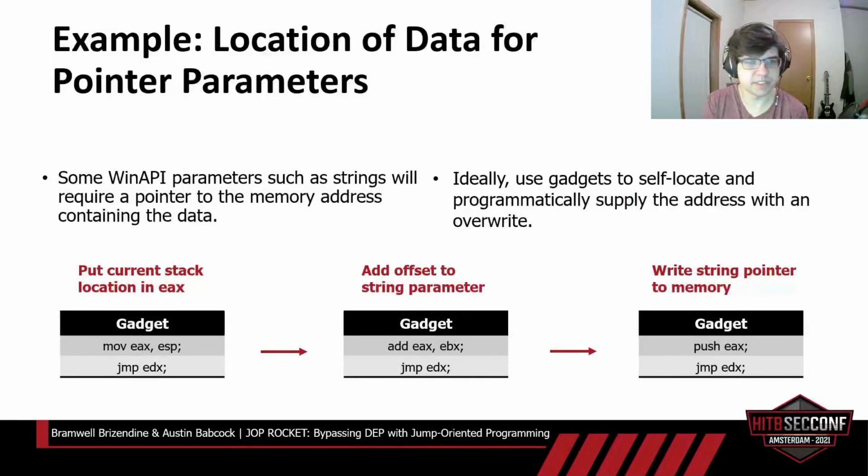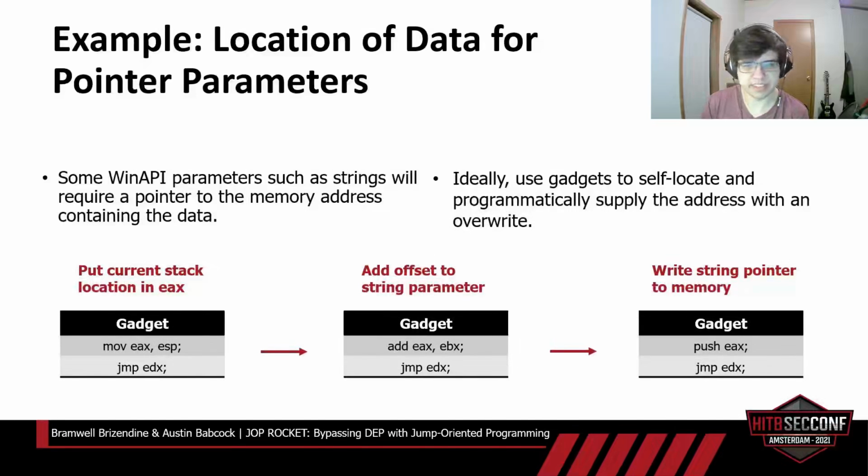So some things to take into consideration with some of these WinAPI calls is that we need locations of pointers for things like strings or sometimes other kinds of data structures as well. If we can help it, we want to try and dynamically generate the address of those certain values. So if we can dynamically generate those pointers, then we don't have to hard code them into our exploit.